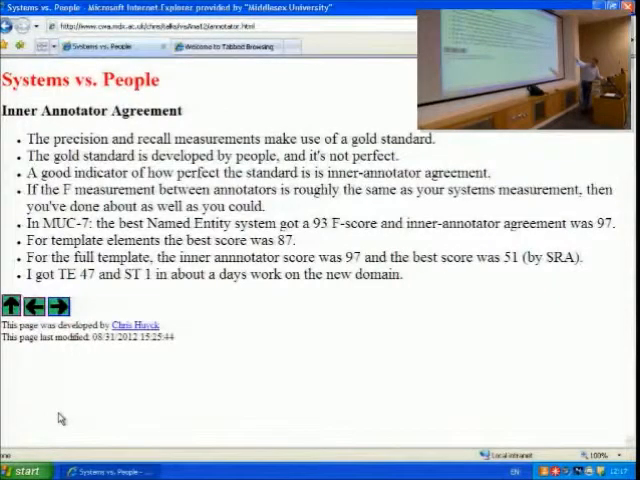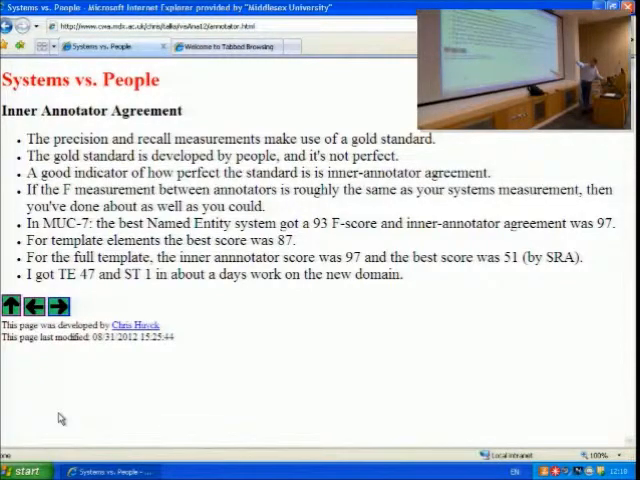In MUC-7, the best named entity system, named entity. So you want to go through a document and find the named entities like New York or a Boeing 707, right? And say what they are. New York's a city, or New York's a state, Boeing 707 is an aircraft, right? In MUC-7, which is a proxy of where we're at, the best system got 93, and inter-annotator agreement was 97, right? That's a pretty good system, right?